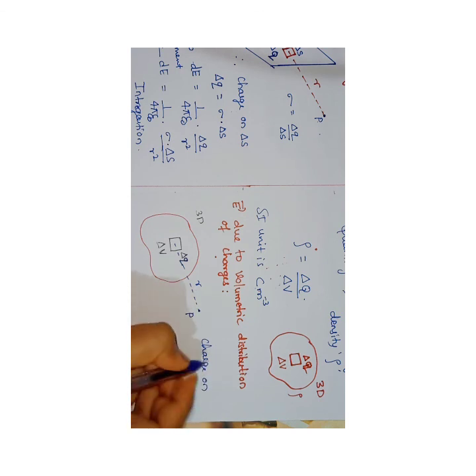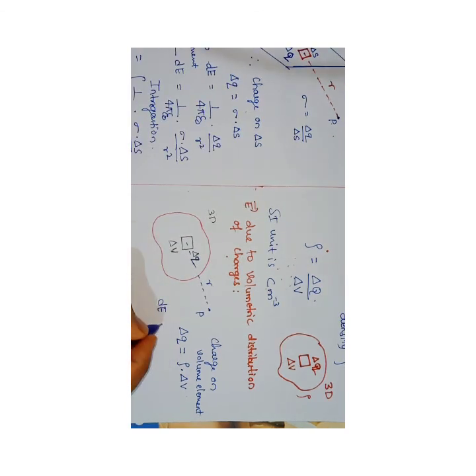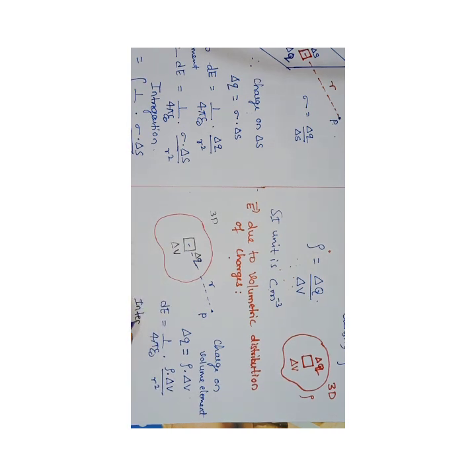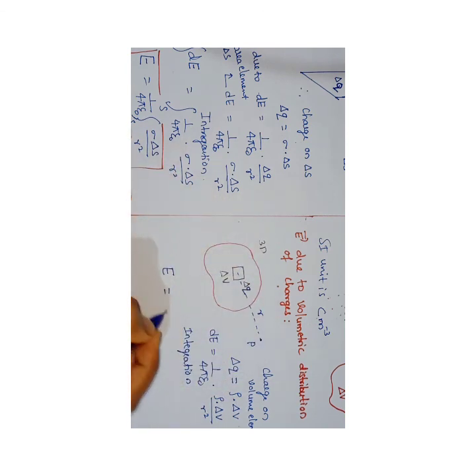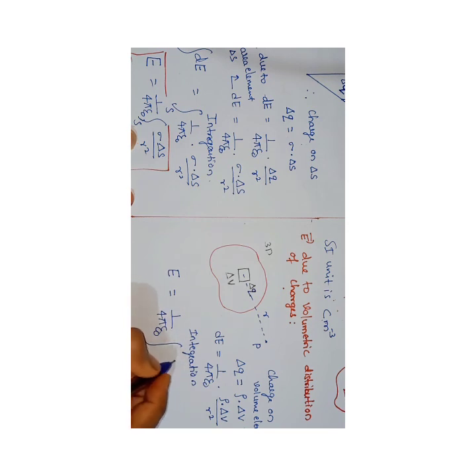Same thing again, whatever you have done. The charge on the volume element you have to calculate. So the charge on the volume element, delta Q, is equal to rho into delta V. And then what is the electric field? Small dE, how do you write it? 1 by 4 pi epsilon naught into delta Q divided by R square. Now, by integration, you are going to find the electric field due to the entire volume. So directly I write 1 by 4 pi epsilon naught, integration over the entire volume, rho into delta V by R square. So this is the expression for electric field due to a volumetric distribution of charge, a continuous distribution of charge.